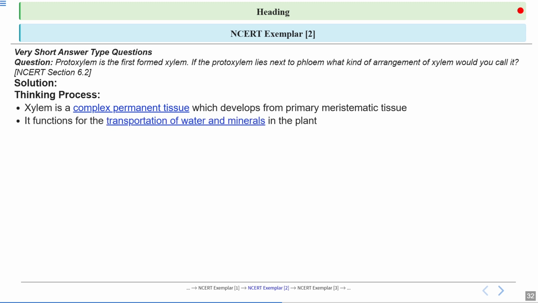So it functions for the transport of water and minerals in the plant. This is regarding the xylem. Now let's go to the answer.